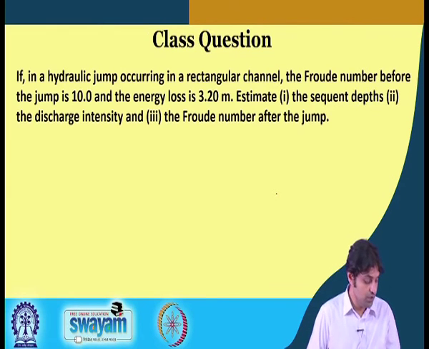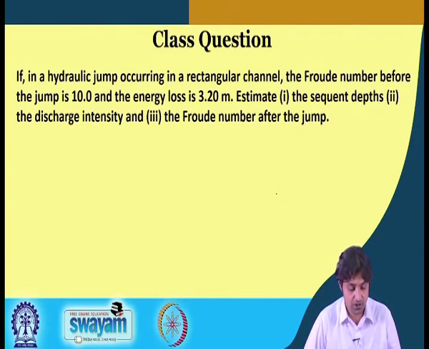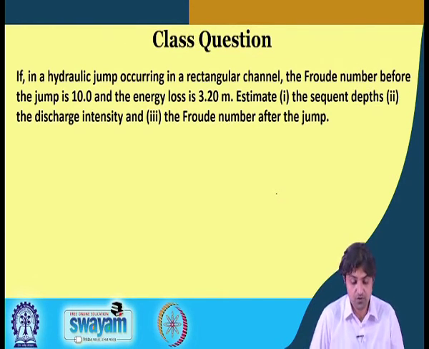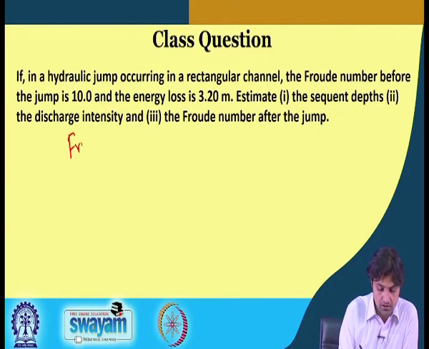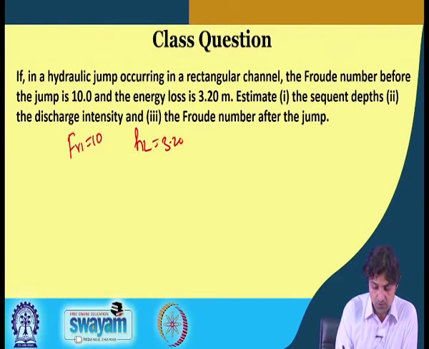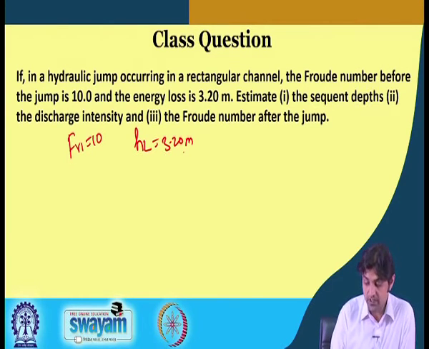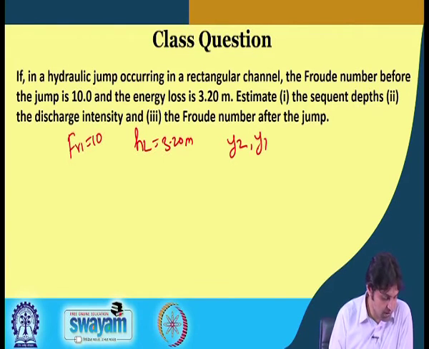So, we go to another basic question which says, if in a hydraulic jump occurring in a rectangular channel, the Froude number before the jump is 10. So, FR1 is 10 and energy loss is 3.20 meter. What is the sequent depth? So, we are talking about y2 and y1, and then it asks about the discharge intensity and the Froude number, HL or EL, whatever you want to call it. Okay.